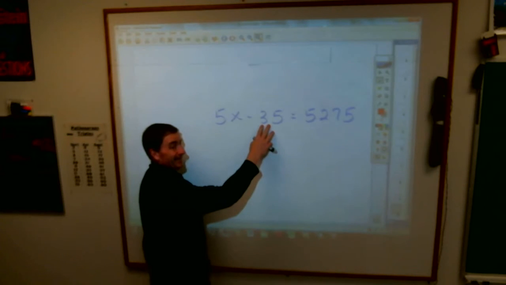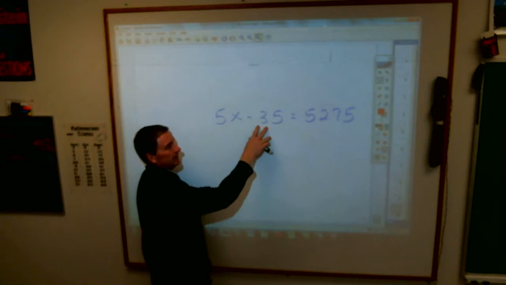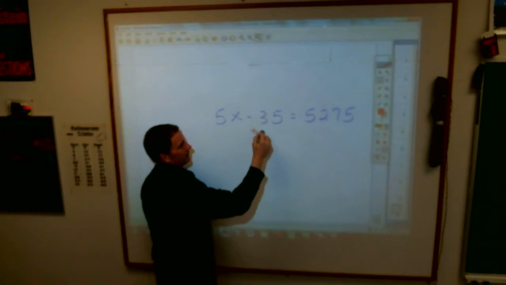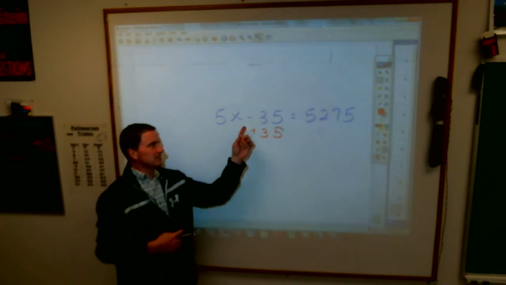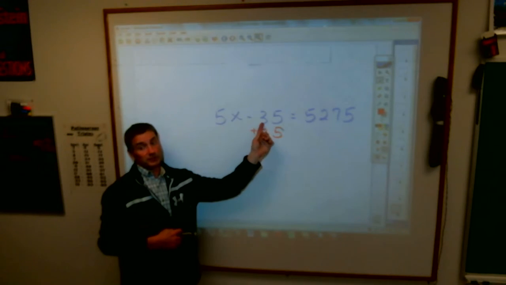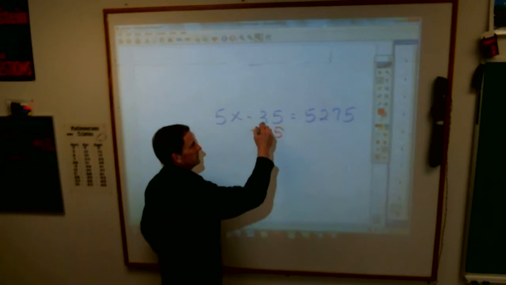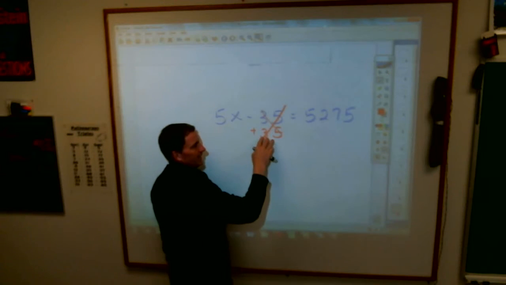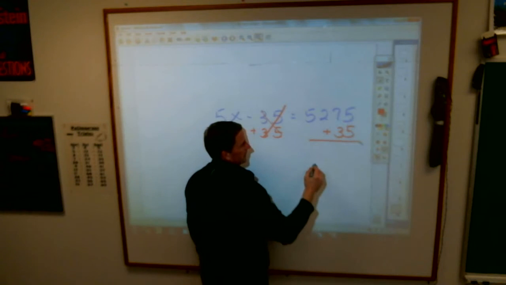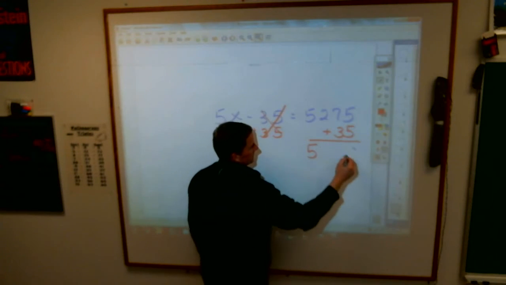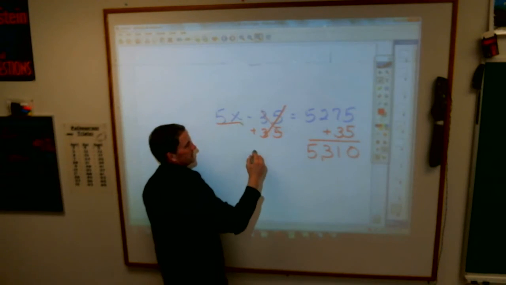I want to get rid of the minus 35. The opposite of subtracting is adding. So I add 35 here, which makes you say, well, that's 70. It is not 70, because this is a negative 35. Negative 35 and a positive 35 cancel each other out. But since I added 35 to this side, I have to add 35 to this side. And I end up with 5,310, and 5x equals that.